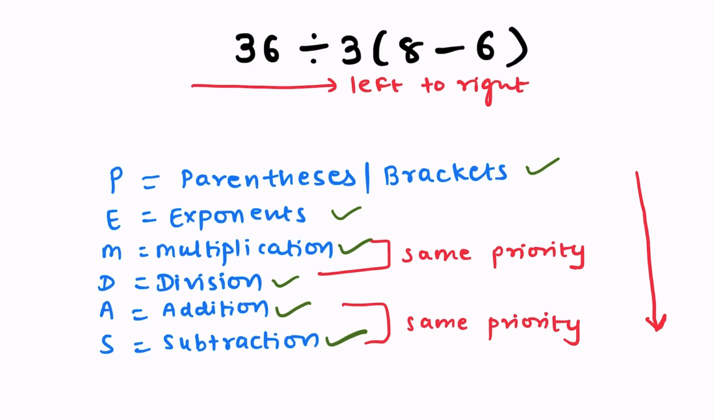Just make a note here, in the PEMDAS rule, multiplication and division have the same priority. So starting from left to right, whichever comes first, we will solve that first. Similarly, addition and subtraction, they both have the same priority. So starting from left to right, whichever comes first, we will solve that first.